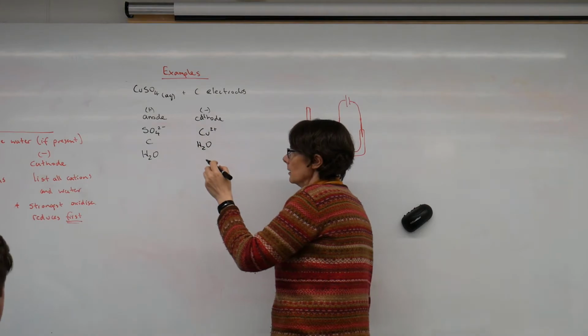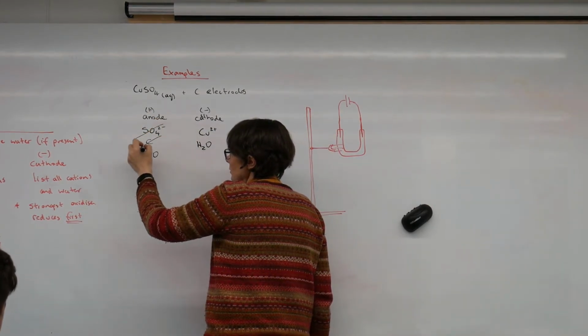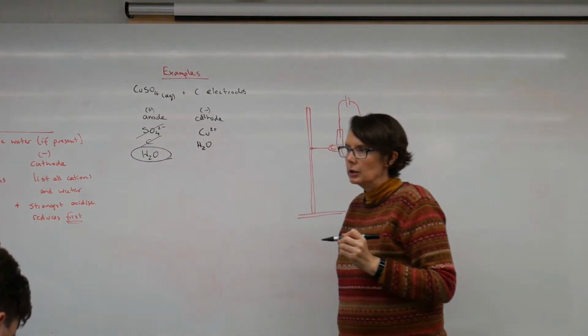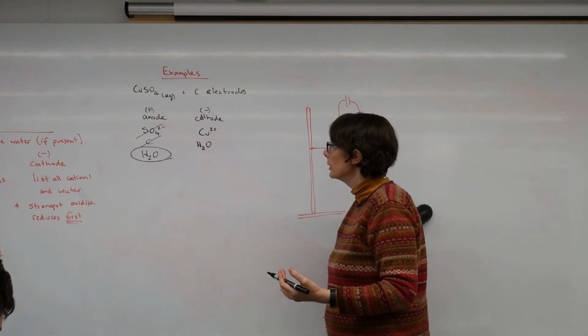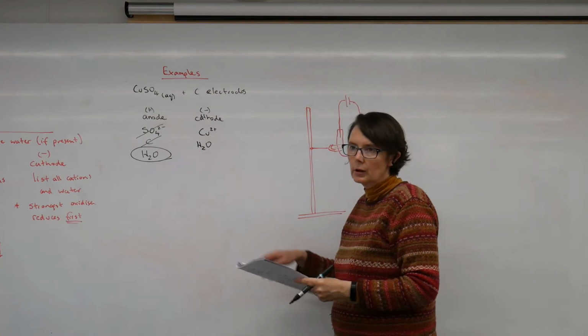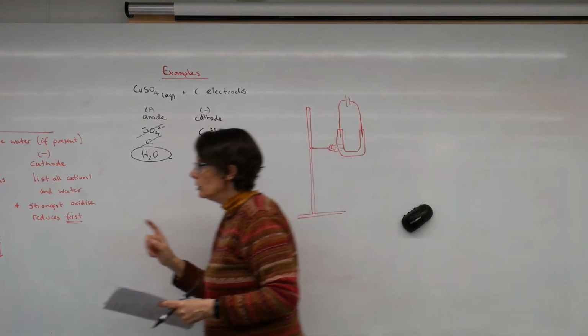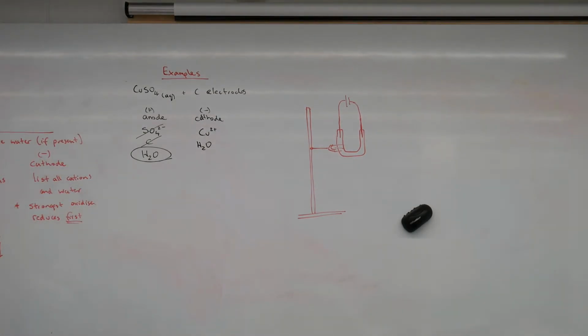Now we know that we can discount these two, which means that the only reaction that can occur at the anode is the oxidation of the water. But for the cathode, we're now going to have to compare the strength of oxidizer of water and copper. So we look at our electrochemical series, and where's the Cu2+ ion? Find it? You see it? Where's the water that we need to find?